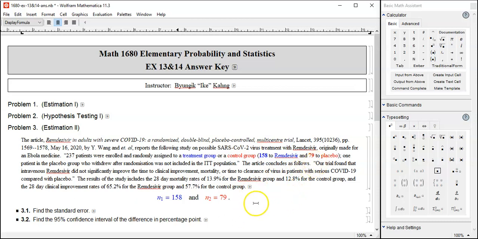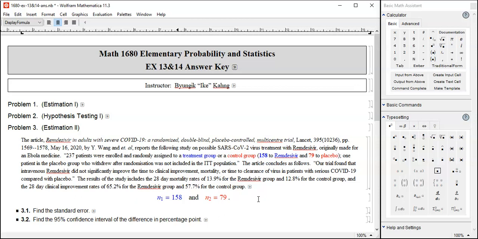Our trial found that intravenous remdesivir did not significantly improve the time to clinical improvement, mortality, or time to clearance of virus in patients with serious COVID-19 compared with placebo. Basically, it's a failure. Not a failure of the experiment, the medical experiment itself found out something, so that's not a failure, but the failure I mean is that the use of remdesivir, an Ebola medicine, in COVID did not turn out to be so fruitful.